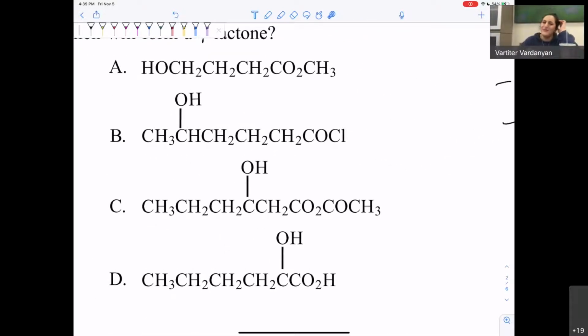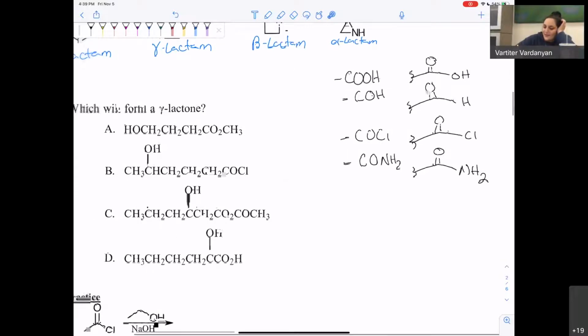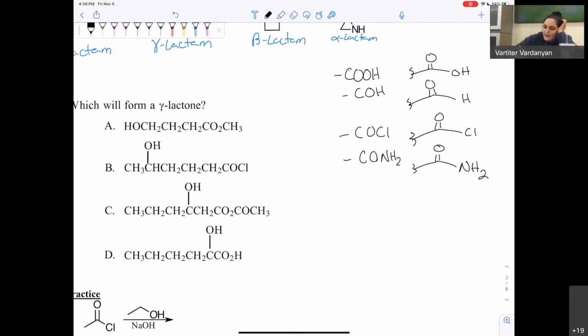Okay, so then the other one that people find confusing but is really important: COOCH3 is an ester.